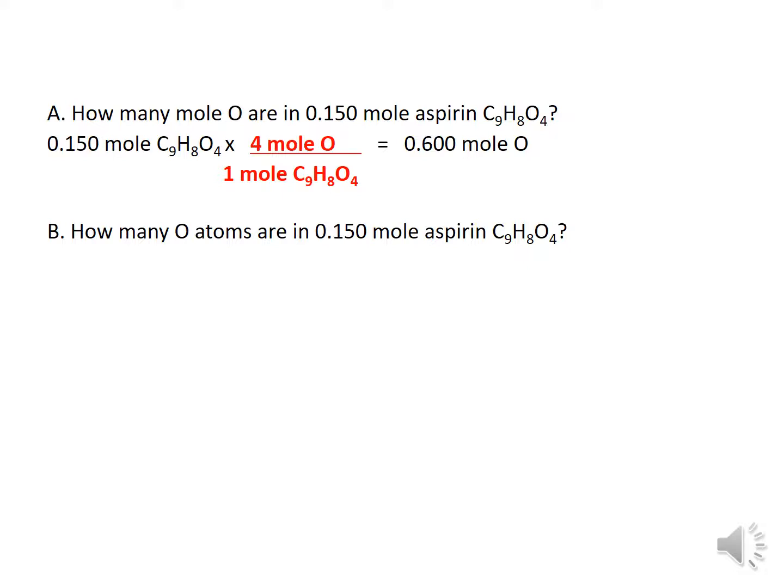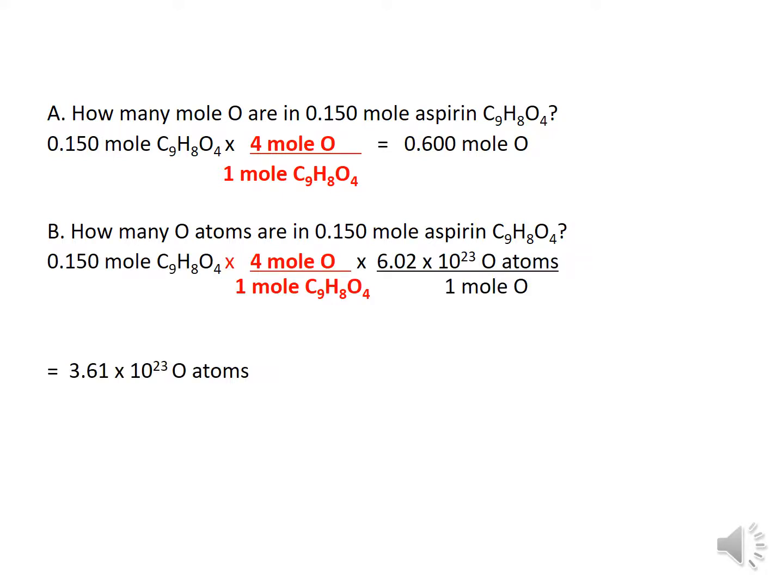So here's the conversion for moles of oxygen atoms. 0.600 moles of O. Here's the conversion factor for moles of oxygen atoms converted to actual atoms. So notice you've added on the extra conversion factor at the end of 6.02 times 10 to the 23rd oxygen atoms over 1 mole. So 0.6 moles of oxygen is 3.61 times 10 to the 23rd oxygen atoms.